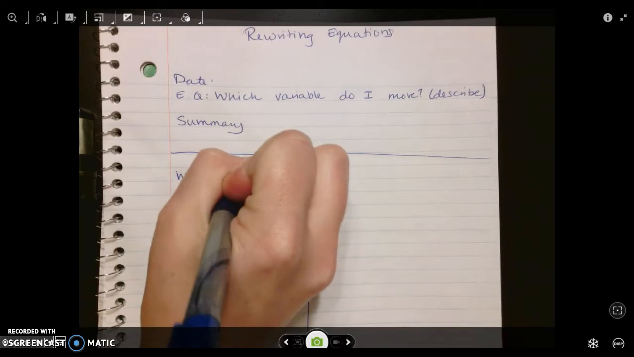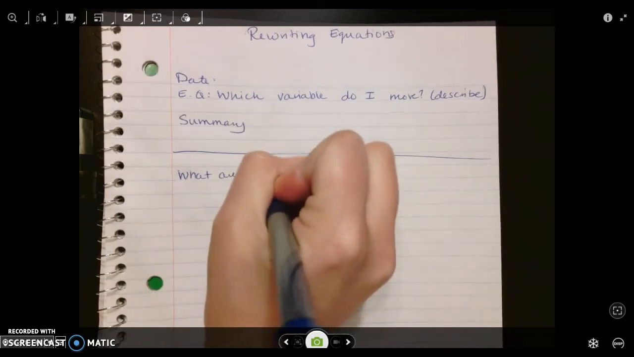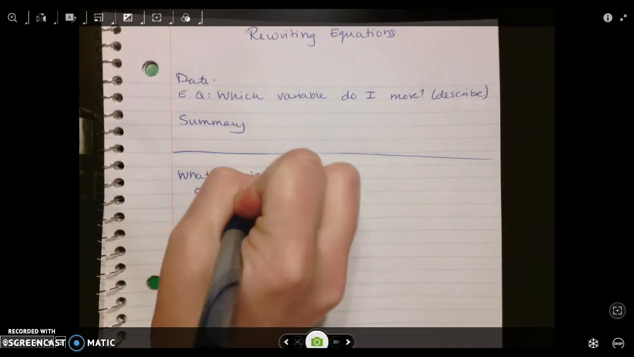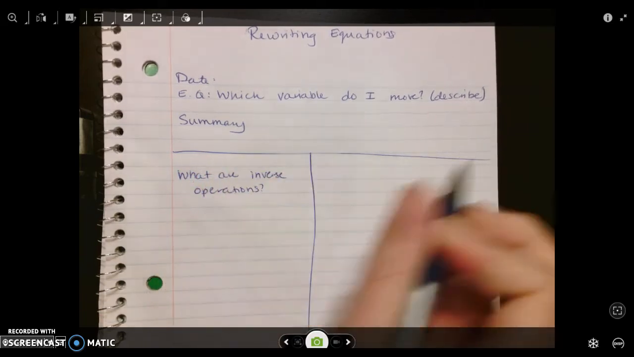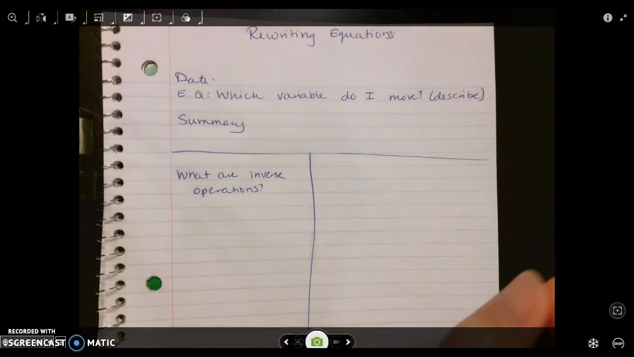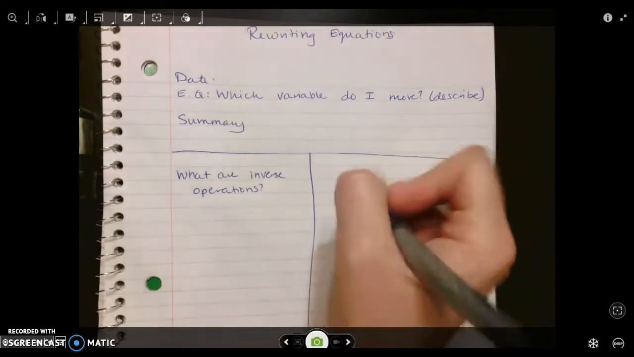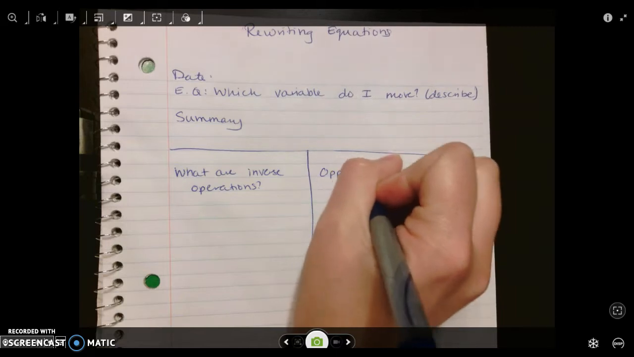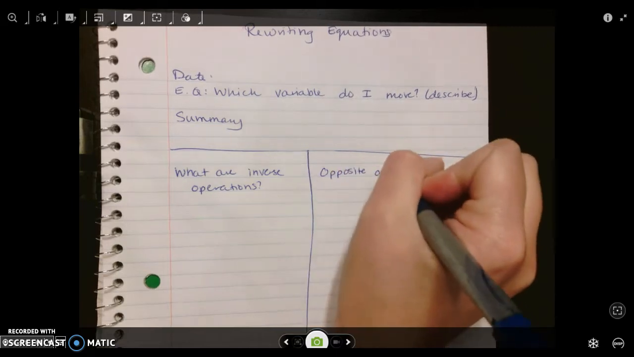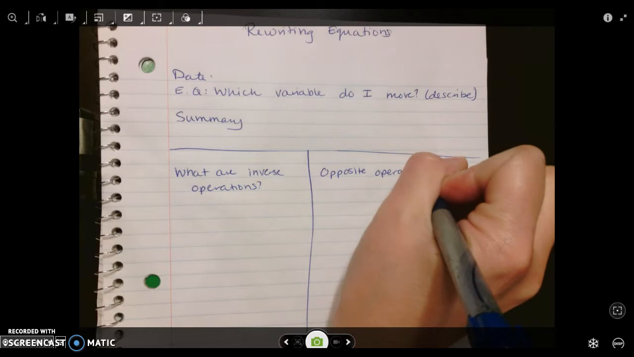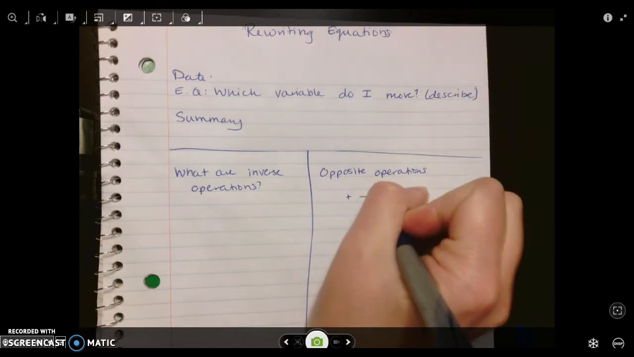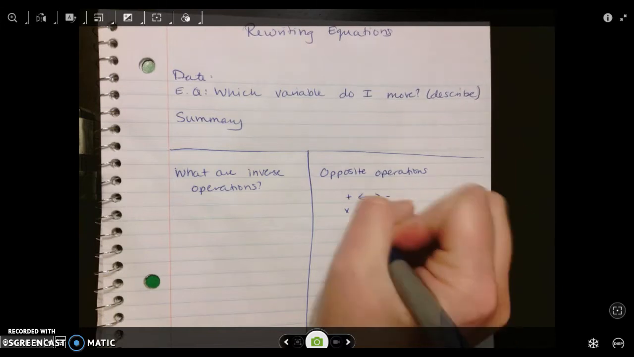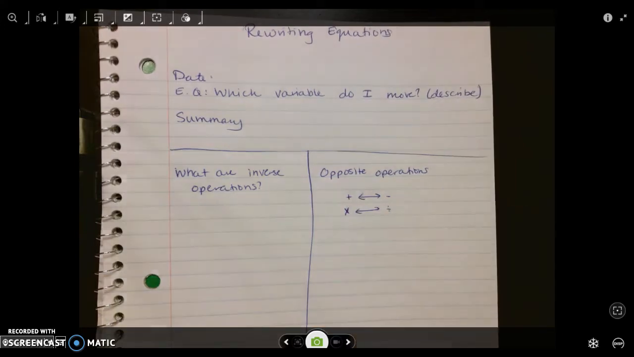So what are inverse operations? And I know this isn't new information, but this is a really key piece that's going to help us with this. Inverse operations are opposite operations. So adding, its opposite is subtraction. Multiplying, its opposite is division, so on and so forth.